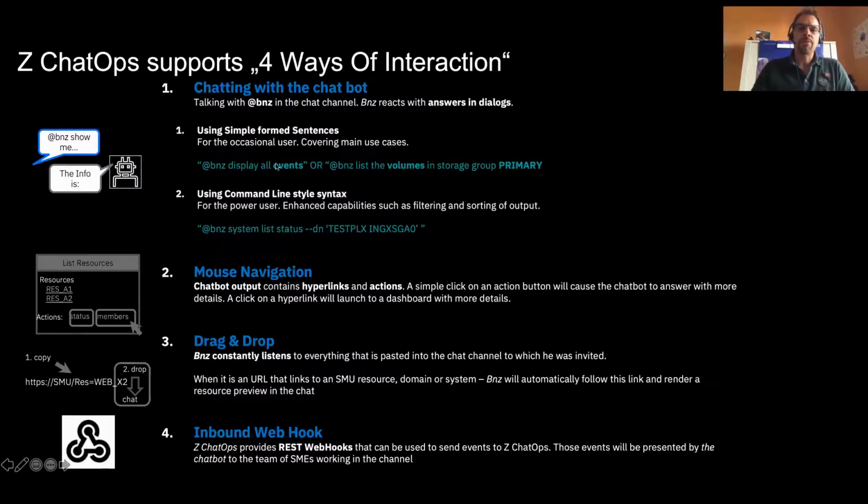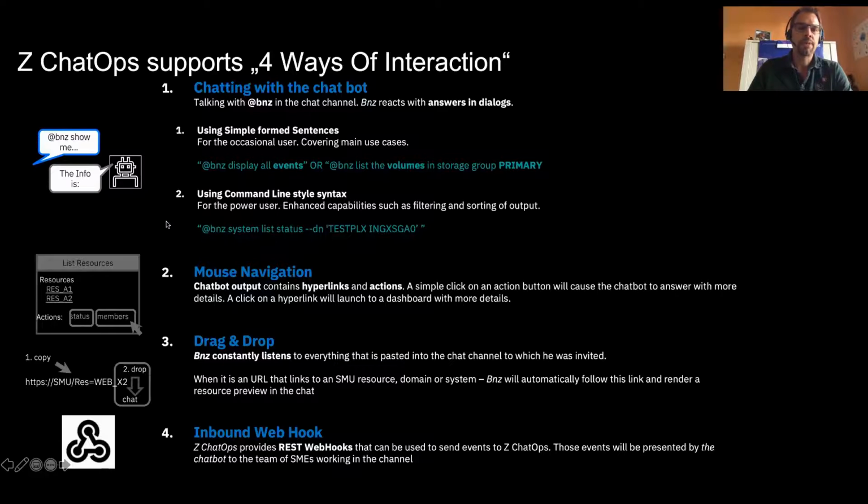But still, this can be used for the occasional user that doesn't want to get familiar maybe with a more complex command line style syntax. For instance, you can say @BNC display all events, or BNC list the volumes in storage group primary, something like that. Then the other way, more for the power user, is the command line style syntax. So for all the functionality, for all the queries that we offer in the chatbot, you have a command line style syntax that allows you to give the keyword and a verb and what you want to list there, and you can filter that and provide more complex options with that.